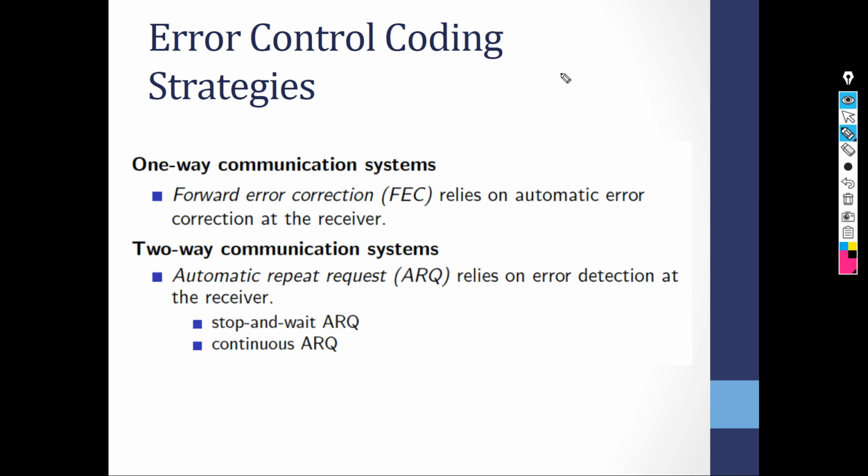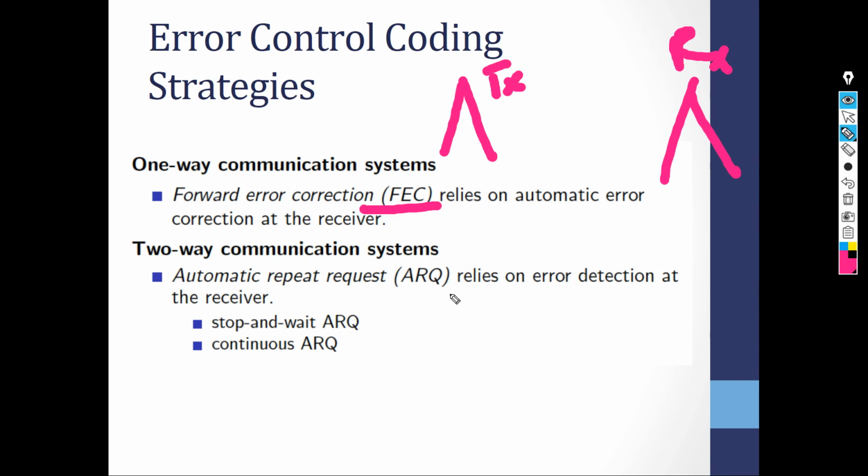Which one is better? Here I have a transmitter and here I have a receiver. Which one is better, to use forward error correction or ARQ? This is a one-way communication system, this is a two-way communication system. You tell me, it depends on the requirements of the system.